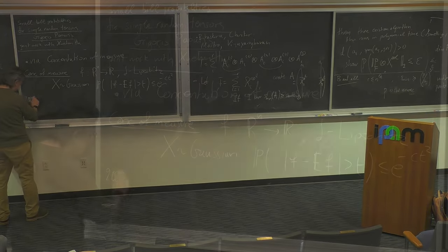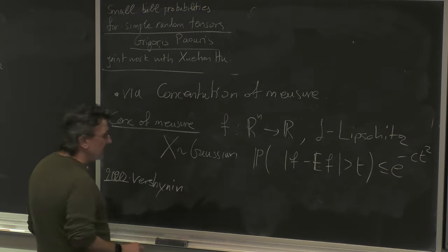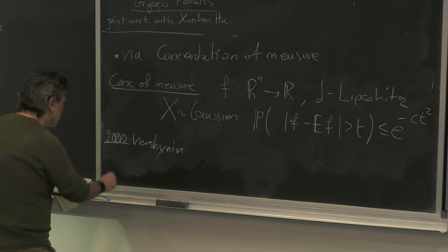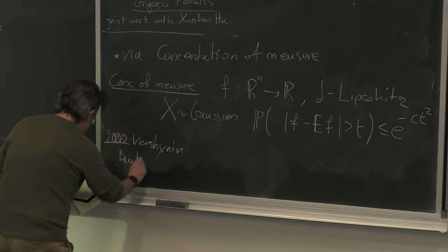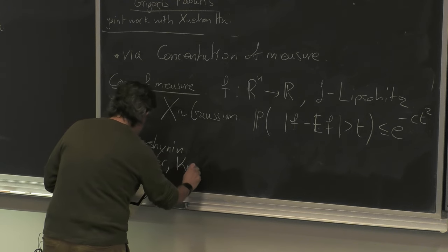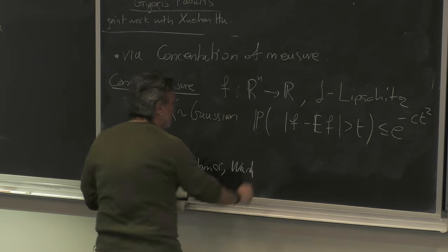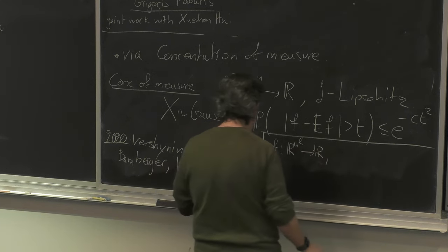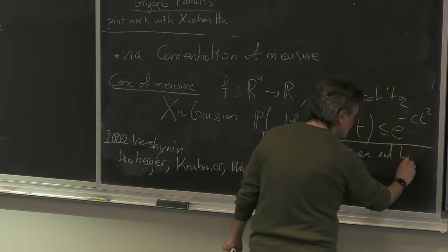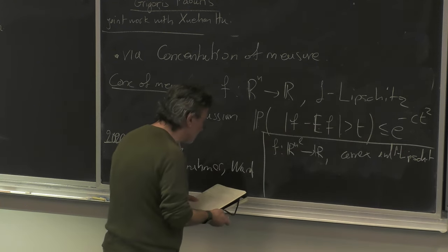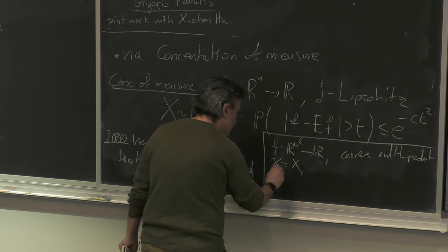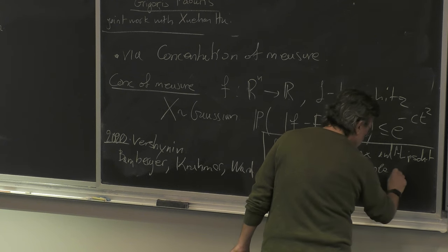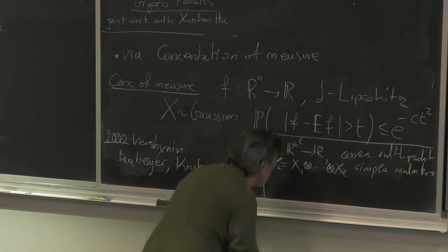So in 2020, Vershynin proved this type of result for tensors. And then there is another paper of Bamberger, Krahmer, and Ward, which says the following: if I have f from R^n to the L to the R that is convex and Lipschitz, let's say one Lipschitz, that's a normalization, and if x is x1 through xL, a simple random tensor, then I have an estimate of this type.